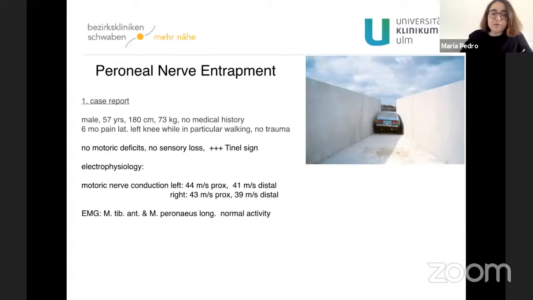So first of all, I would like to start with a classic recent case of an entrapment syndrome of the peroneal nerve. It's a healthy male, 57 years old, no medical history, but he likes to do some sports, he likes to walk and jog. He had no trauma at all at his left knee, but is suffering from real pain and it's really disturbing him. Neurologically, he has no deficit, so he has completely normal motor function and a positive Tinel sign. In electrophysiology, the asymptomatic right knee is even worse than the left one, so the ENG is normal. In this part, we don't have anything really pathologic.